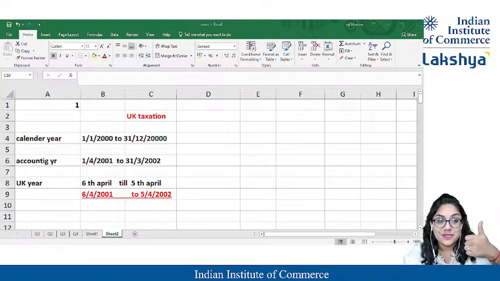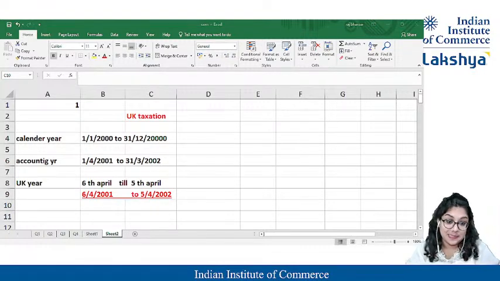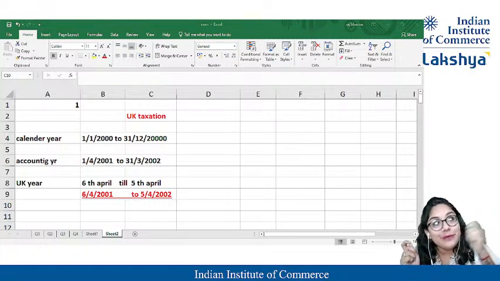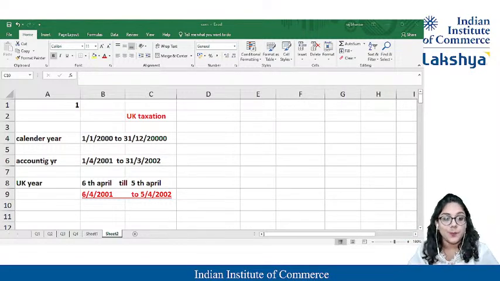Yeah, so this is the first thing which we should know, because that is a bit different. And in every country, students, the accounting year will be different. It is going to vary, so that is something which we need to know.